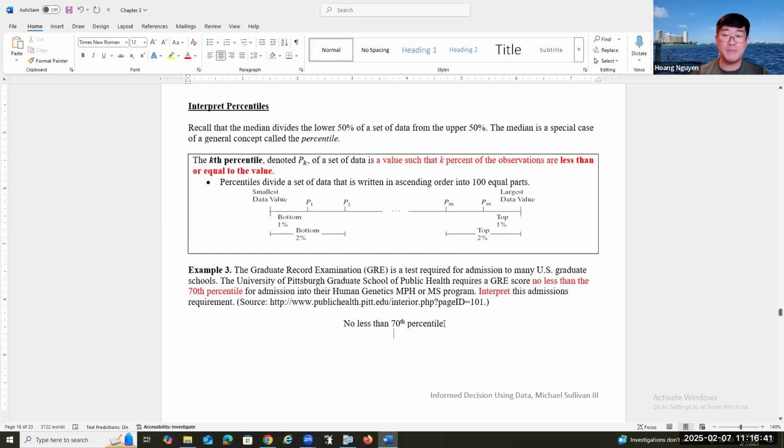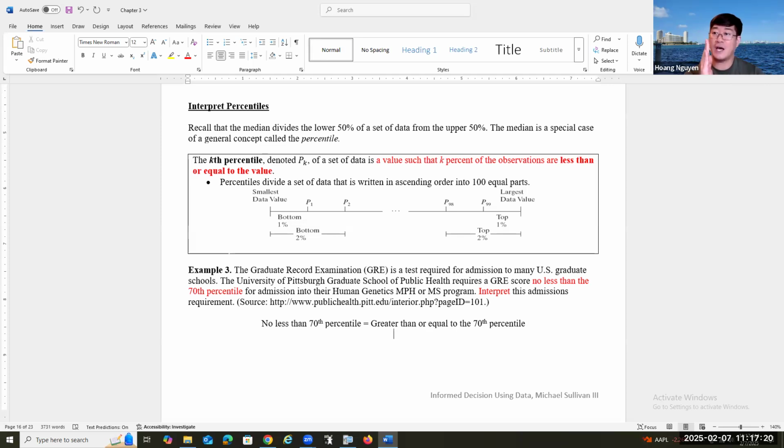So what does no less than mean? If you are less, they say no. So no less than means greater than or equal to. So the requirement is going to be greater than or equal to the 70th percentile.